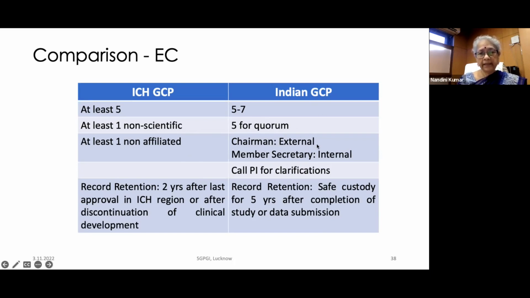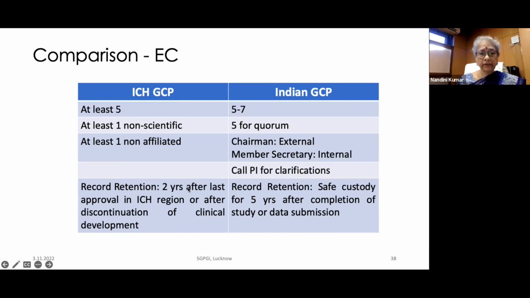Because in the ICMR guidelines, it was given as preferably from outside the institution. But in the Indian GCP, they made it, not mandatory, but a requirement, that the ethics committee which reviews regulatory trials should have a chairperson who is from outside the institution. And of course, a member secretary will be internal. And the PI could be called for clarifications.